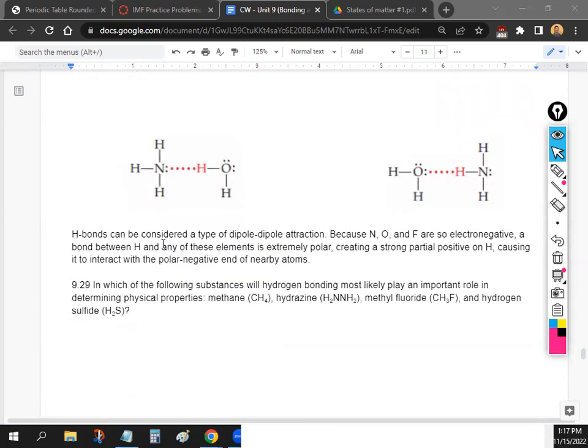Anyway, like I said, hydrogen bonds are just a special type of dipole, and it's because nitrogen, oxygen, and fluorine are so electronegative that it creates a very big disparity in the polarity in the molecules.